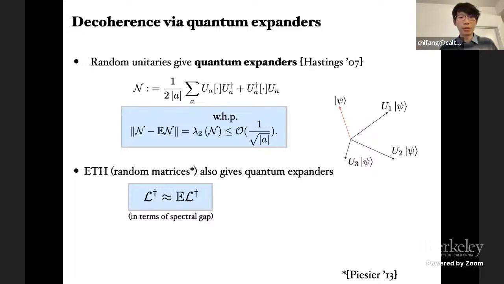It turns out you can do similar manipulations, or get similar consequences, if you assume ETH, because part of ETH is random matrix. If you use that, you can also get very similar expander properties. In the end, it gives you this equation: the map we're dealing with is very close to its expectation. You can think of it as some kind of concentration statement, but now you're talking about concentration of a very big, gigantic map.